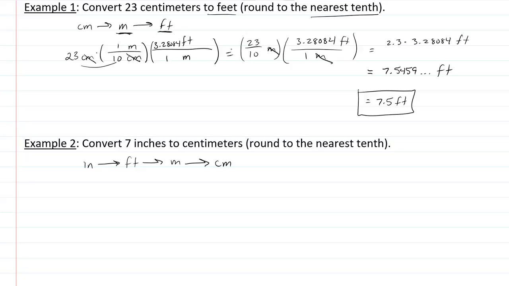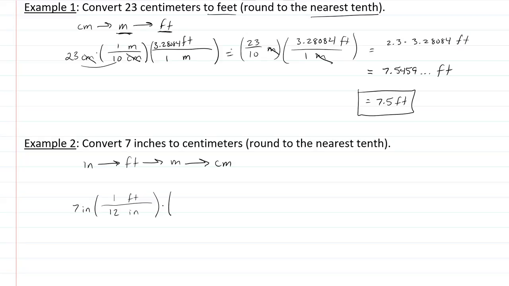So just like before, we always write our measurement out first. And our first conversion is going to be feet on top and inches on bottom, because feet is what we're converting to and inches is what we're converting from. We have 1 foot for every 12 inches. That's our conversion factor.